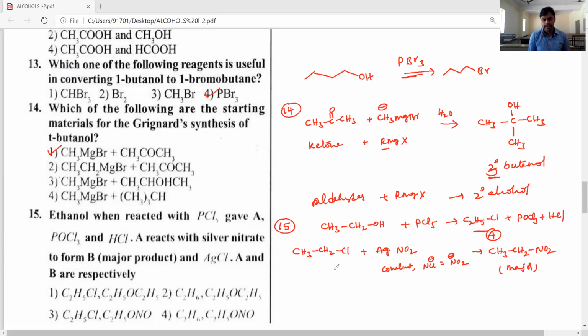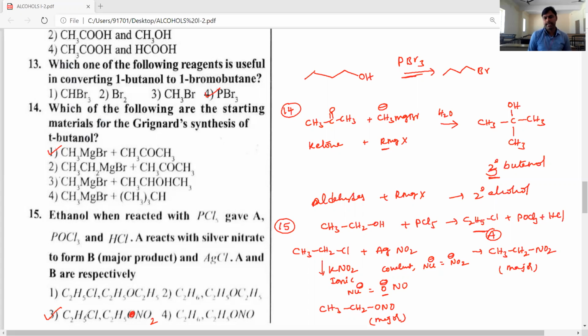Okay, students. In the same way, when this ethyl chloride is treated with potassium nitrite, which is more ionic, the nucleophile is nitrite ion, ONO, where oxygen is the nucleophile. Then the product is CH3-CH2-ONO, the major product. Here the options are not there, but A is ethyl chloride, it is very clear, and for silver nitrite, AgNO2, the nitro product is the correct option.